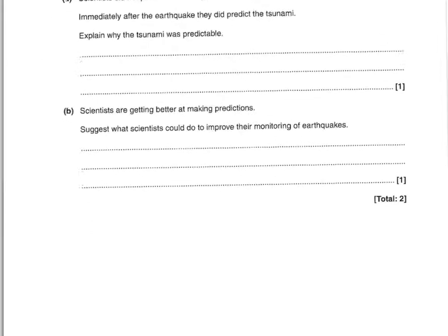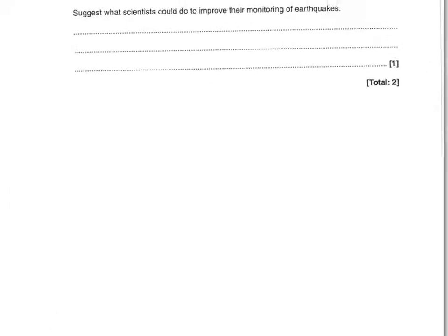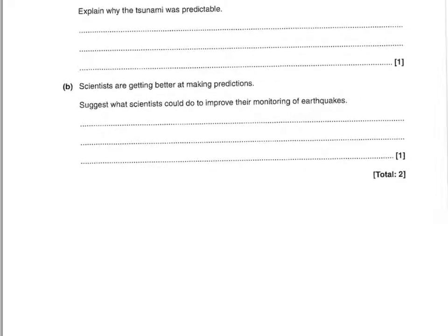And then the last question says, scientists are getting better at making predictions. Suggest what scientists could do to improve their monitoring of earthquakes. And for that 1 mark you could say any of these points: more data is gathered, we're able to process more data now, or we have more sensitive equipment or better equipment. Any of those 3 points would get that 1 mark.